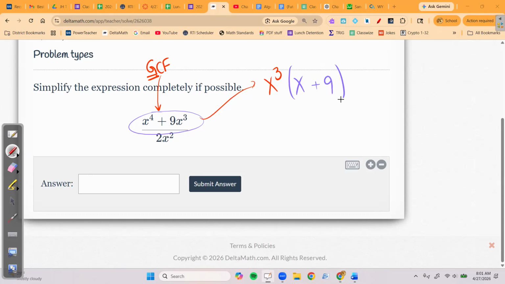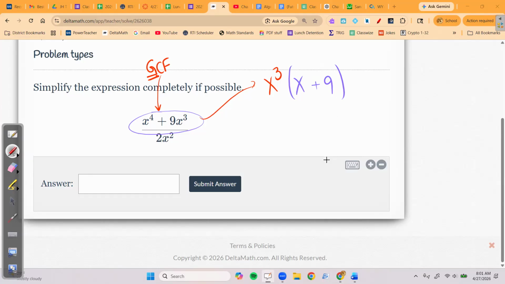Plus 9. Good. So remember, GCF is really just reverse distribution, right? We're pulling out as much as we can. And what we're trying to do is, as it always has been with factoring, the goal with factoring has always been and will always be to turn things that are not multiplication problems into multiplication problems. I'm going to say it one more time.